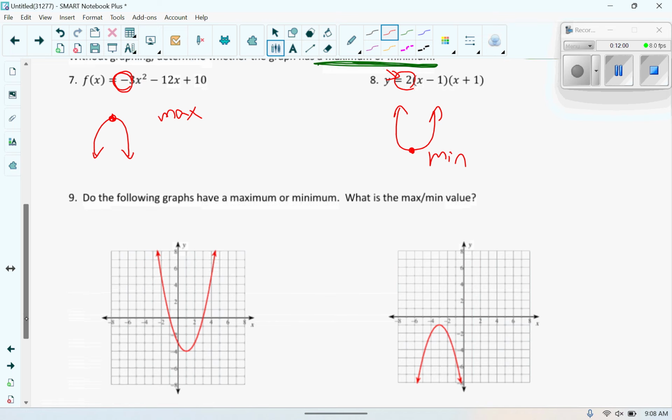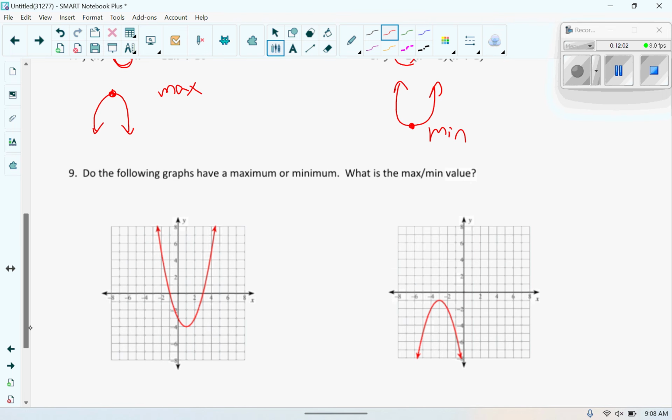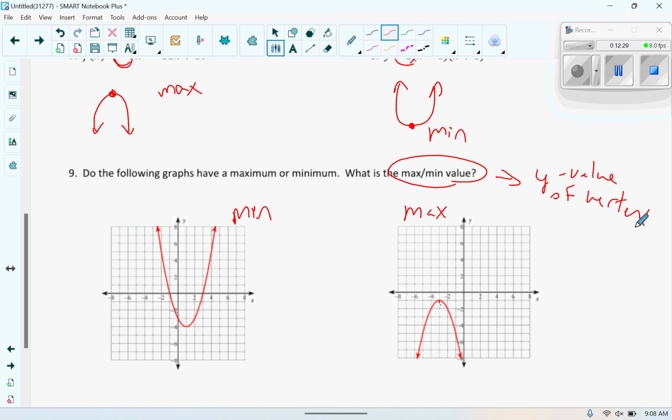Okay, let's go down. Let's take this a little bit further. If it opens up, it's a minimum. And when it opens down, it's a maximum. But what we haven't talked about is the maximum or minimum value. What this is, it's the y value of your vertex. It's not hard, you just need to know what to look for.